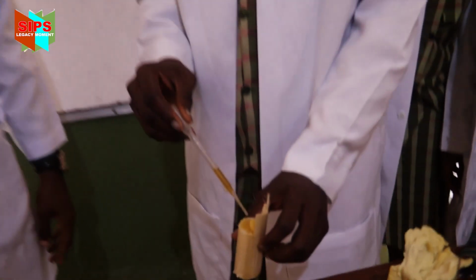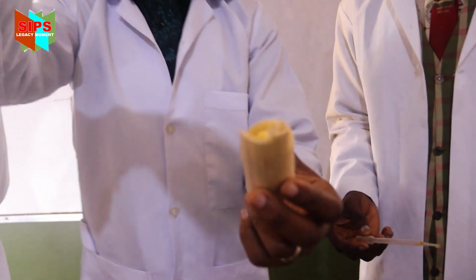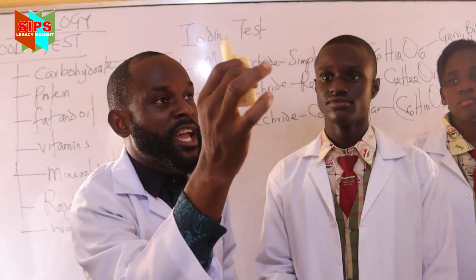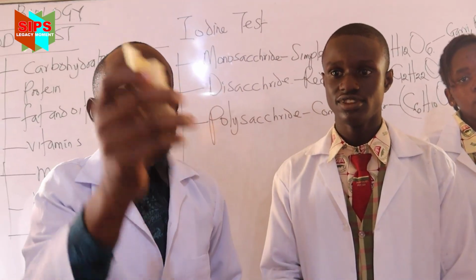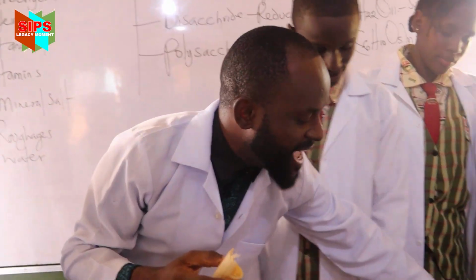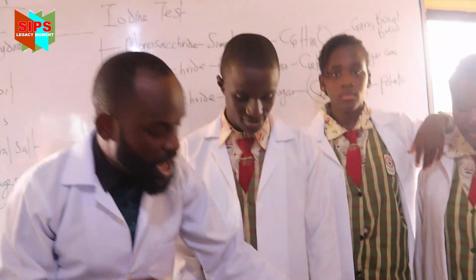You can keep adding. The reason why the sugarcane did not change is because the iodine molecules are not trapped in the helical chain. What did I say? The iodine molecules are not trapped in the helical chain. But in the case of garri, it was trapped. In the case of biscuits, it was trapped. In the case of bread.